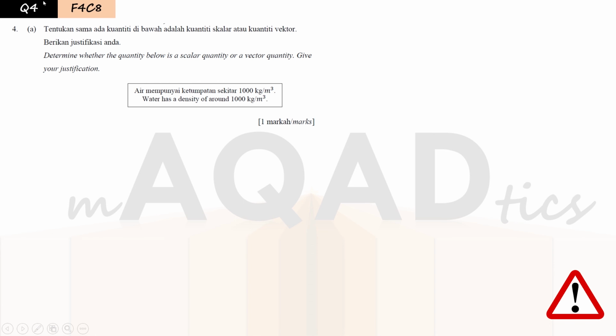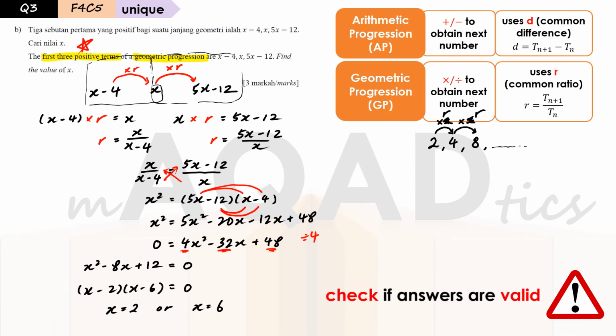Let us go back to the previous question and see whether our x values, or our x answers, are valid or not. So for this one, again, we need to see whether our answers are valid or not based on the question. Because in this question, just now we have seen that it says the first 3 positive terms. So to see whether these two x values are valid or not, we need to substitute them back here to see whether the terms are positive or not. Okay, so let's do it one by one.